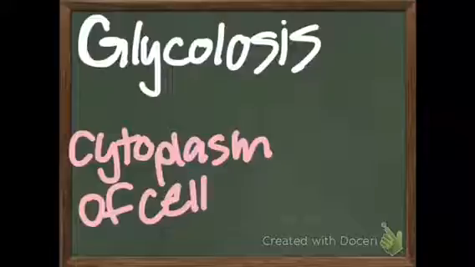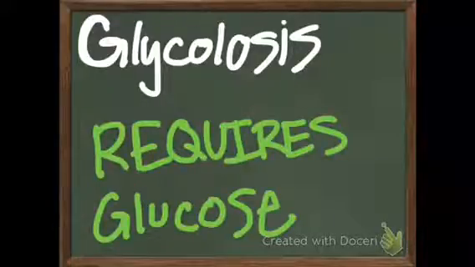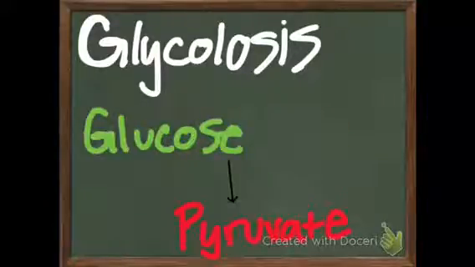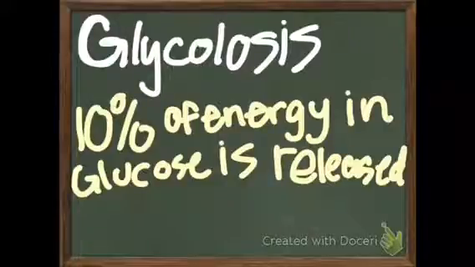The first step of cellular respiration is glycolysis. This takes place in the cytoplasm of the cell. It requires glucose. Glucose is broken down into pyruvate.